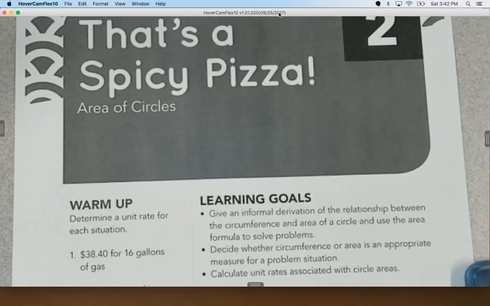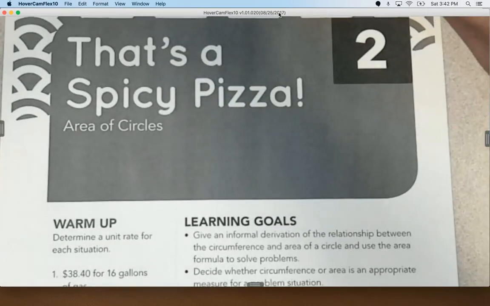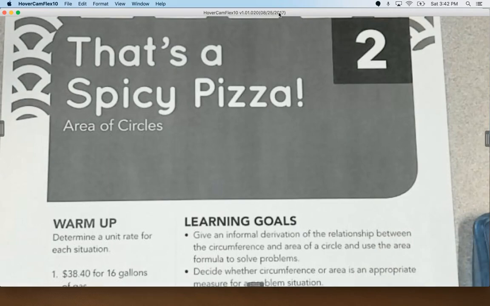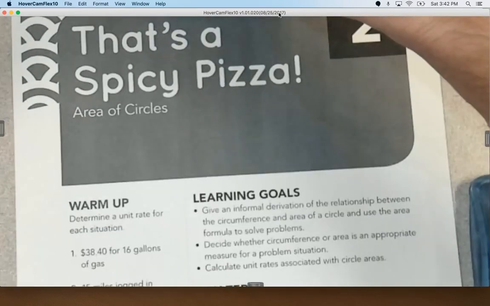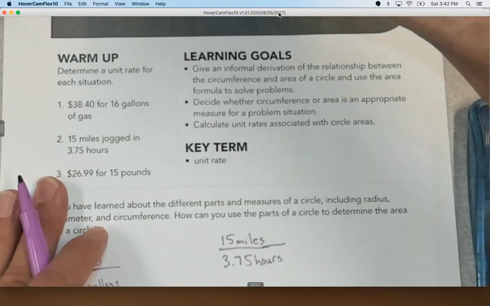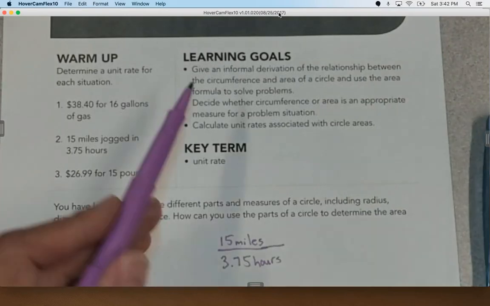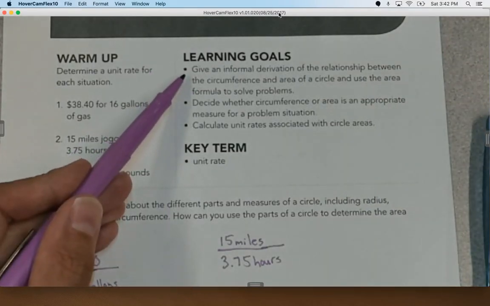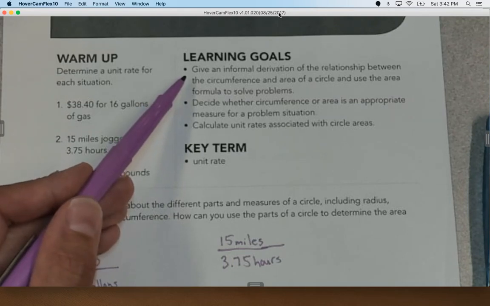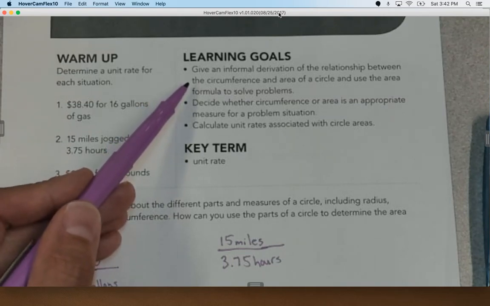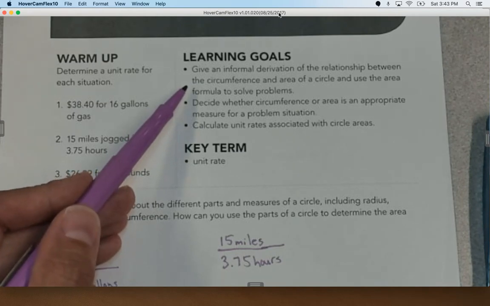Lesson 2, that's a spicy pizza. And this is about the area of circles. So we did the circumference in the first section, then we're working on the area of circles in the second section. If I take a look at the learning goals, first, give an informal derivation of the relationship between the circumference and area of a circle, and use the area formula to solve problems.